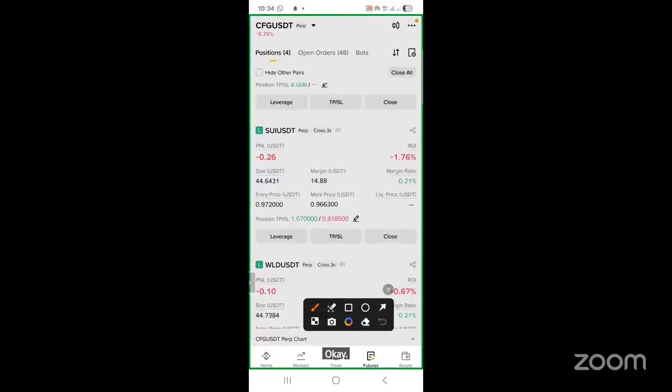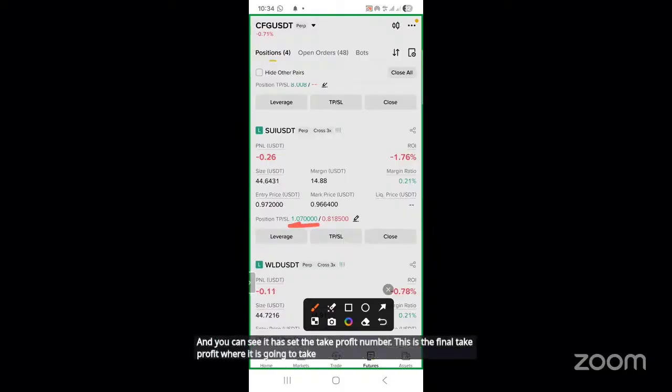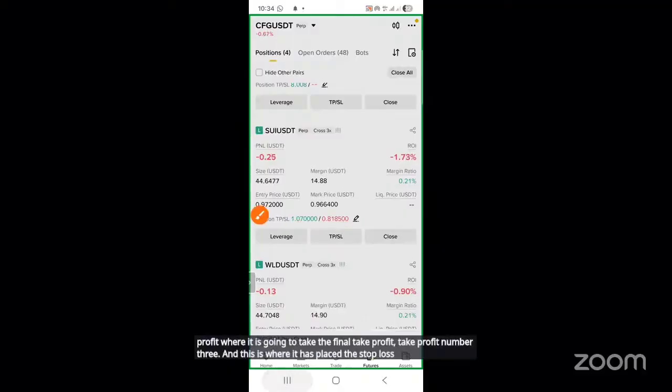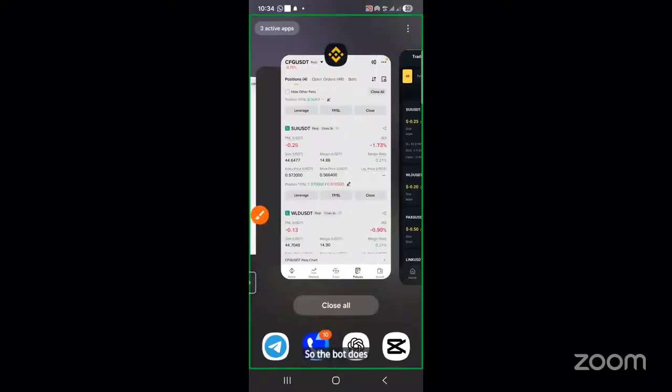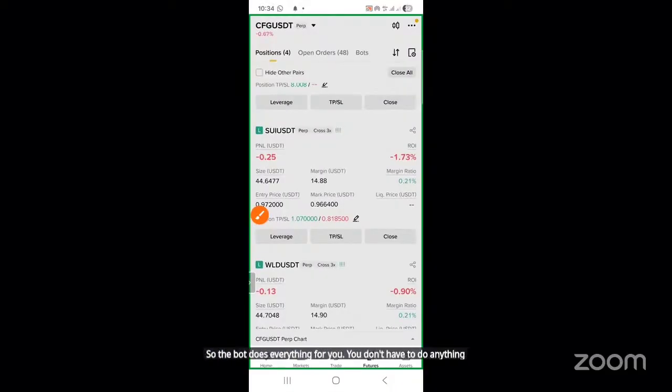Then you can see it has set the take profit number. This is the final take profit, where it is going to take the final take profit number 3. And this is where it has placed the stop loss. Do you see that? Stop loss, it is here. So the bot does everything for you. You don't have to do anything. Nothing you have to do.